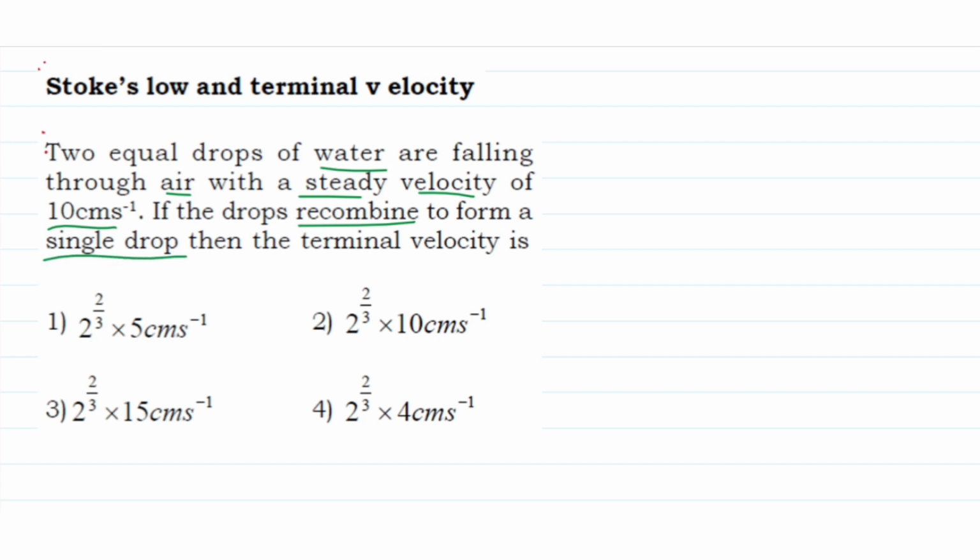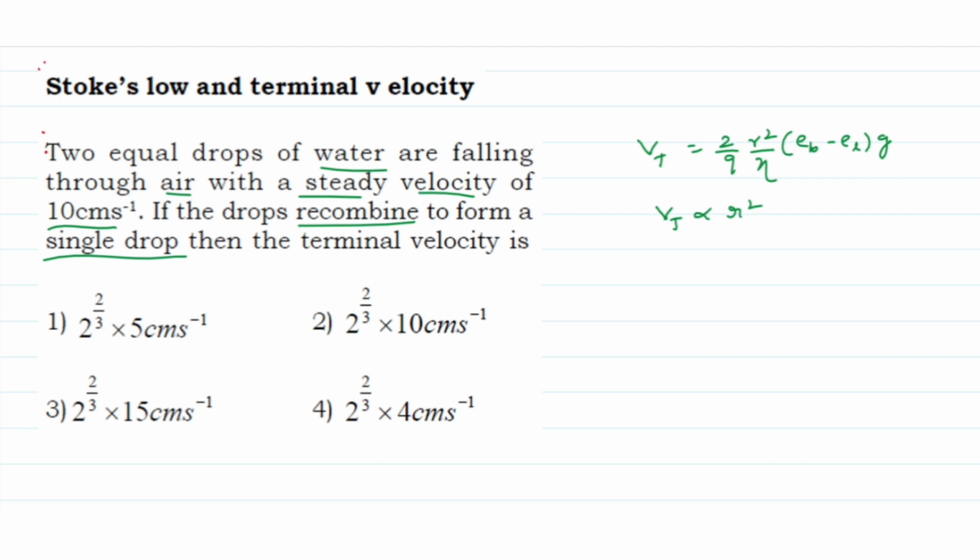According to Stokes law, the terminal velocity formula is Vt equals 2 by 9, r square by eta, into (density of the body minus density of the liquid) into g. Here, terminal velocity is related to the radius of the drop: it is directly proportional to r square.